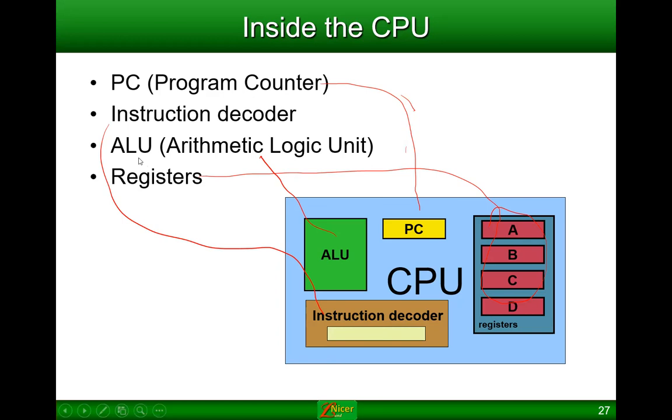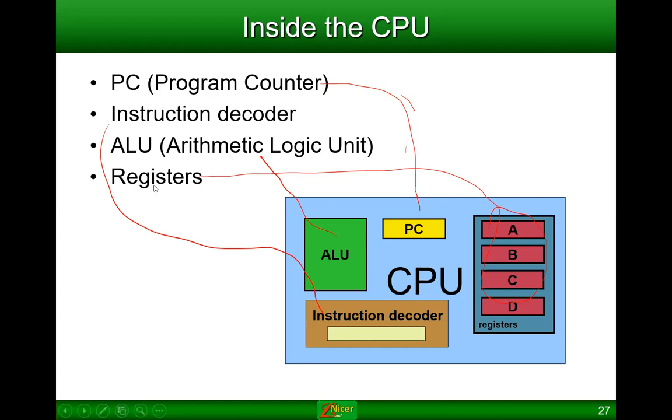The third one is the ALU. ALU stands for arithmetic logic unit. Whenever we have to perform any sort of mathematical operation, like addition, subtraction, or multiplication, we need the ALU. Just in case of complex numbers, or anywhere we need to perform some mathematical operation, we will use the ALU.